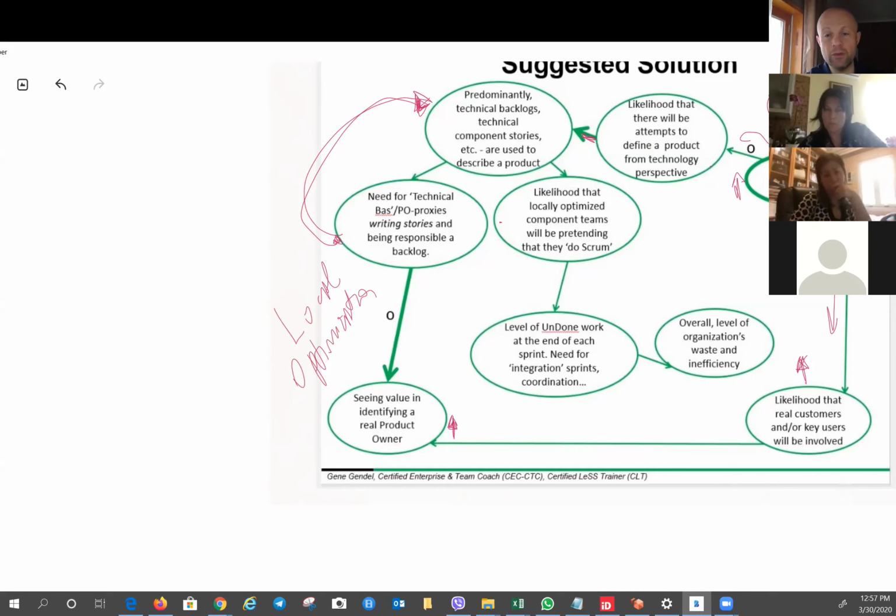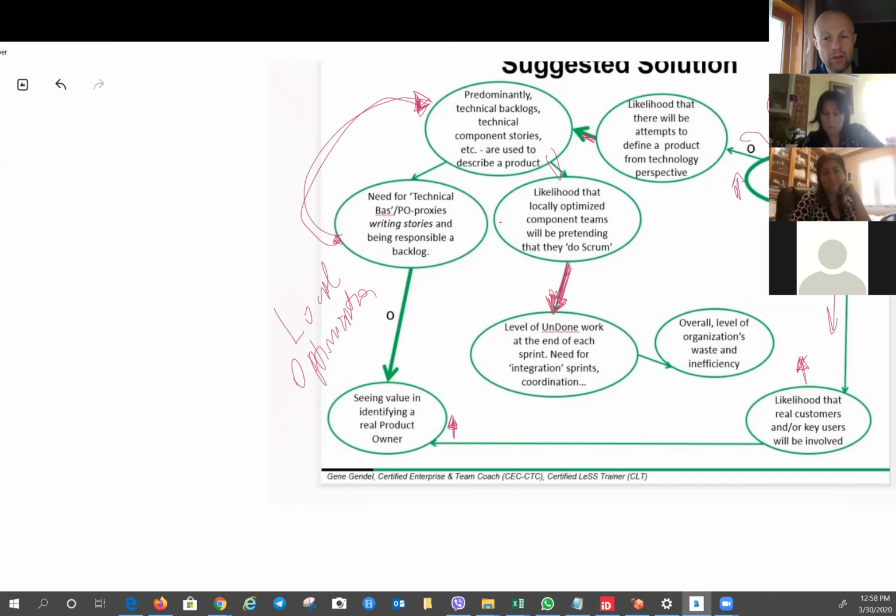Now from here we can go to the likelihood that locally optimized component teams will be pretending that they do Scrum. If you have a technical backlog, technical stories, component-centric stories, most likely you're not going to have properly structured feature teams working in a customer-centric way. So this is not a good thing to have, nor is this a good thing to have, and one leads to another. And of course, this should probably be a dramatic impact. That's my argument. You can argue back.